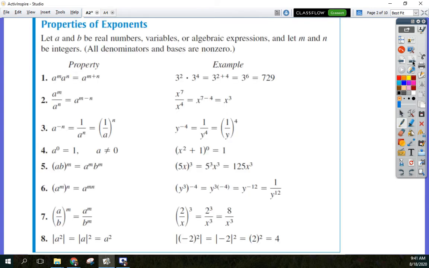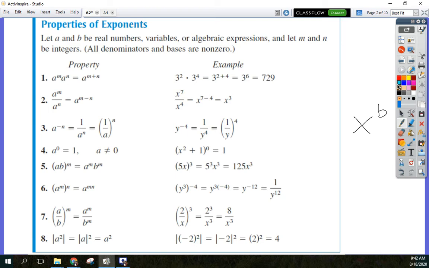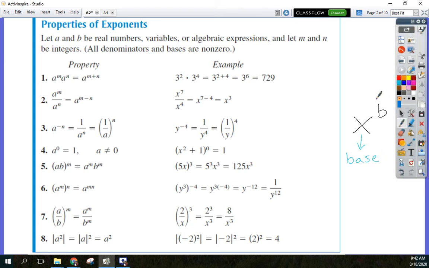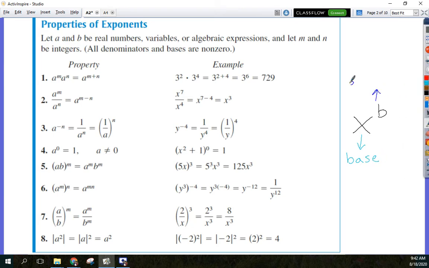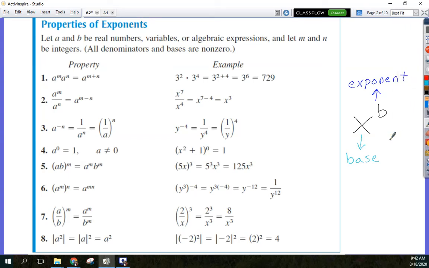Now, remember, when we're talking about exponents, we have two different parts. We have the number on the bottom, which is our base, and the number on top, which is our exponent. Most of the properties that we're looking at require that we have two things that have the same base.